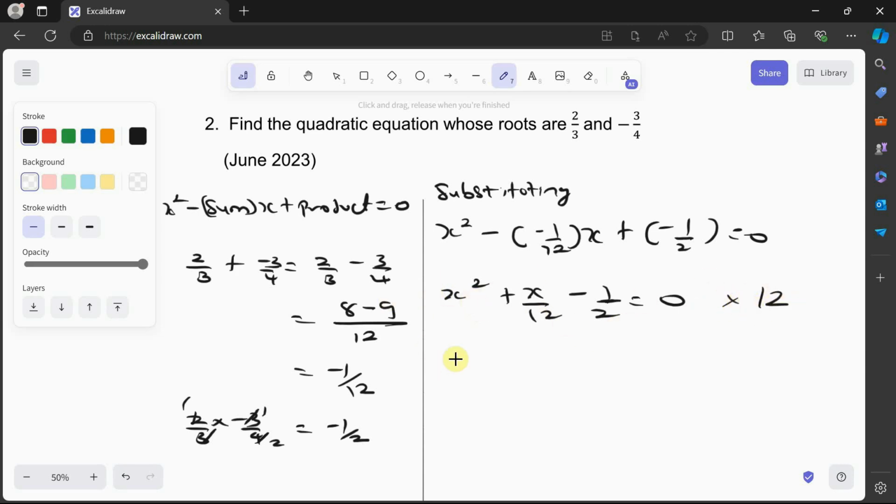x squared times 12 gives me 12x squared. X over 12 times 12 gives me plus x, minus 1 over 2 times 12 gives me minus 6, is equal to 0. So this is our equation: 12x squared plus x minus 6 is equal to 0. Let's see if we're correct.